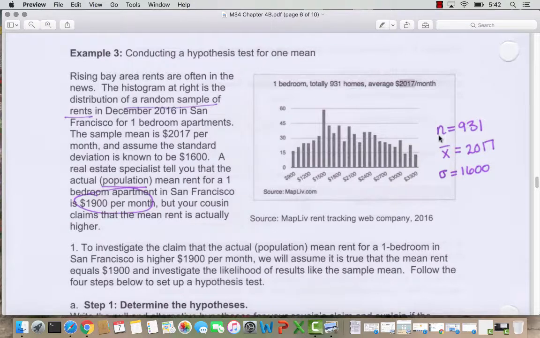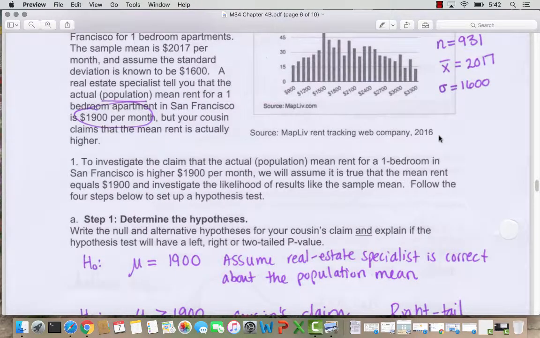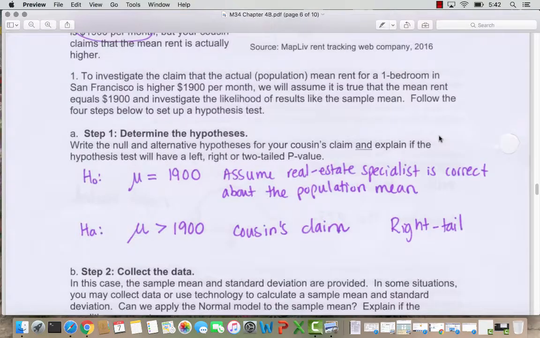A real estate specialist tells you that the actual population mean is $1,900 per month, but your cousin claims that the mean rent is actually higher. So let's investigate this claim of your cousin's. So when we set up our hypothesis, remember the mu equals 1900 and the null hypothesis is assuming equality. So here we're assuming the real estate specialist is correct about the population mean. Your cousin's claim is that the mean rent is actually higher than 1900, so here's our alternative hypothesis. This is a right tail alternative hypothesis because it's greater than and it's one-sided, so we expect unusual results to be on the right side of the graph.